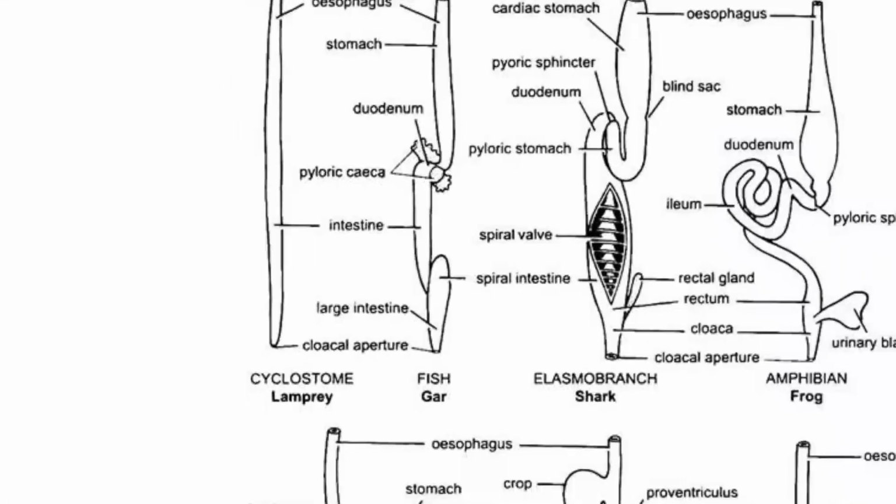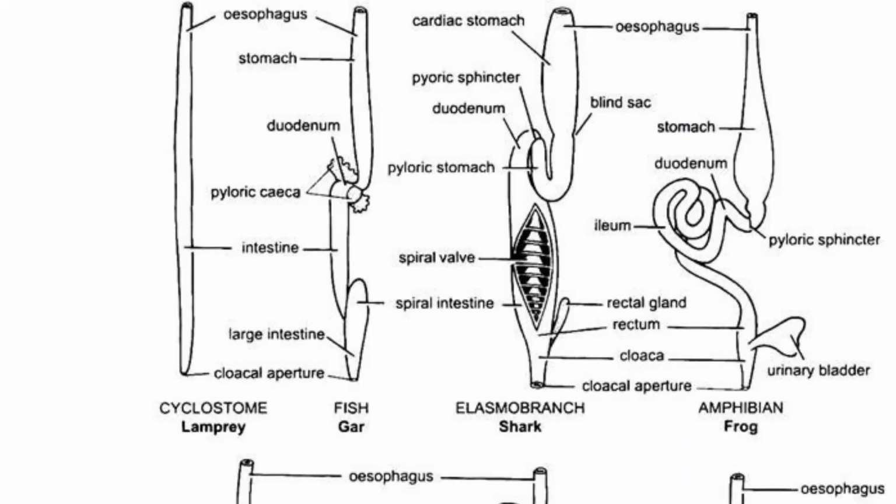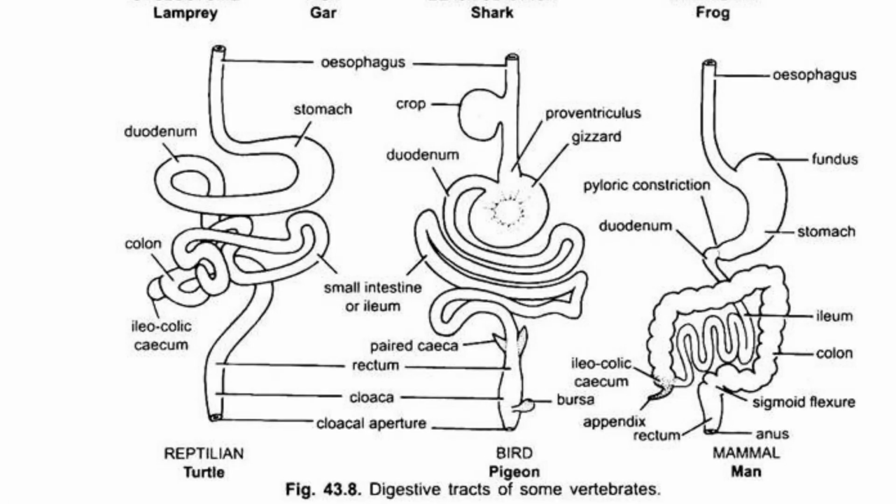Once again observe this. This is cyclostome digestive tract. This is fish digestive tract. This is elasmobranch digestive tract. This is frog, that means amphibian digestive tract. And observe here, this is reptilian, that means turtle digestive tract. This is pigeon, that means birds. This is mammals, example, man.